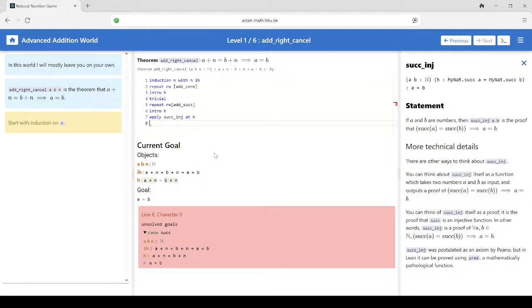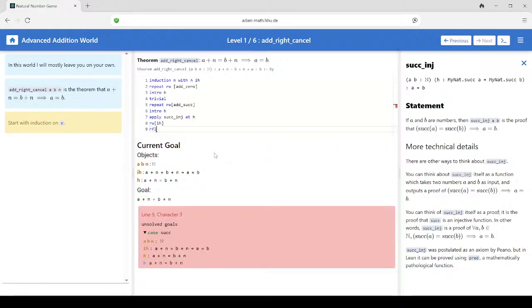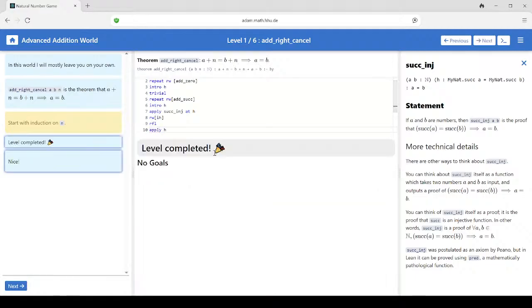Wait, if I use... Let me think. B equals B, and then we... Now it wants us to prove that A plus N equals B plus N, which we can do if we just apply H. Oh my gourd! I'm done.